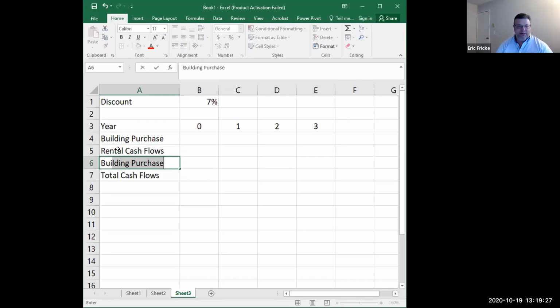And then we're going to sell the building at the end. And then we're going to go ahead and calculate the total cash flow every year. So this is a good way to set it up.